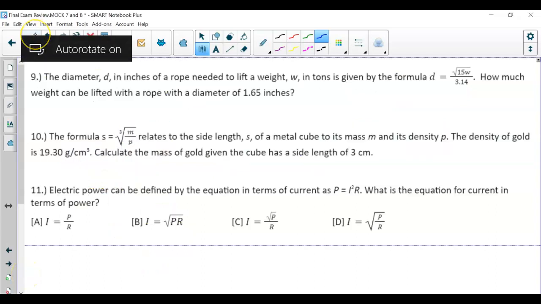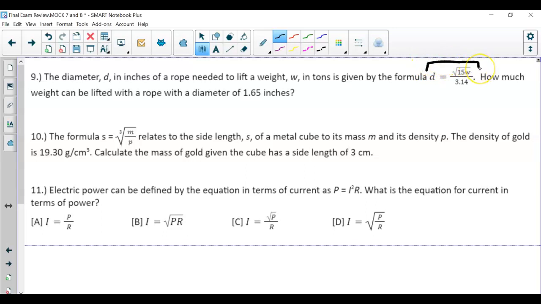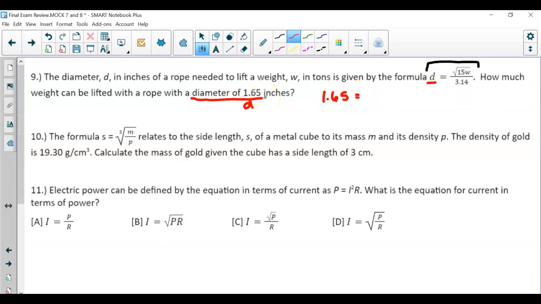And so now here in numbers 9 through 11, we're still going through our equations, but with our application. So here we're given the relation between D, diameter in inches, and weight in tons for a rope. How much weight can be lifted with a rope with a diameter of 1.65? So if the diameter is 1.65 inches, then this is my value for D. So that means I need to set my equation equal to 1.65, because D, the diameter, is 1.65 inches.